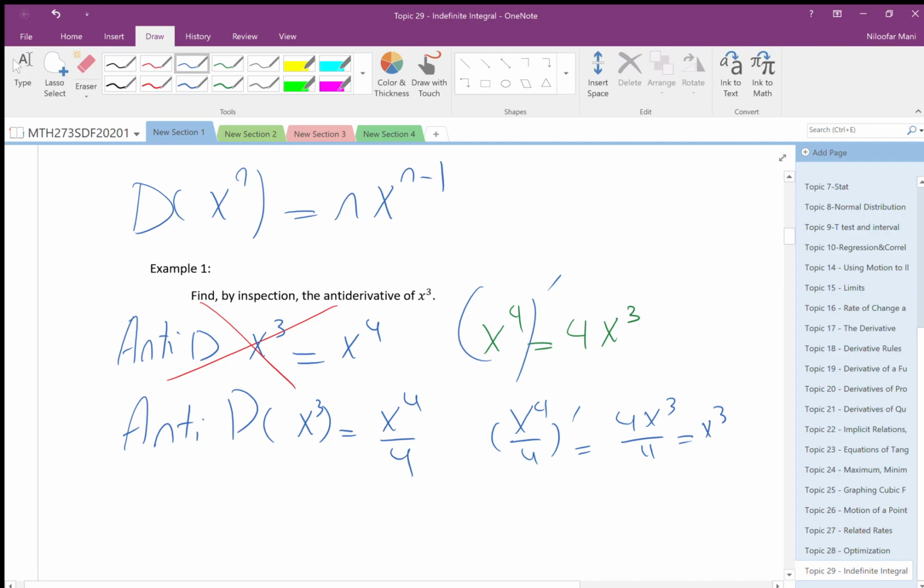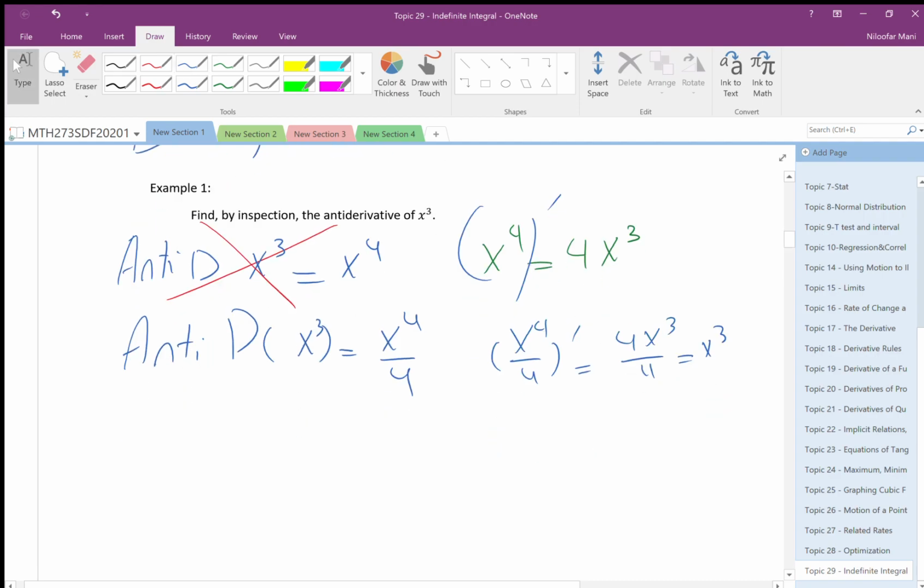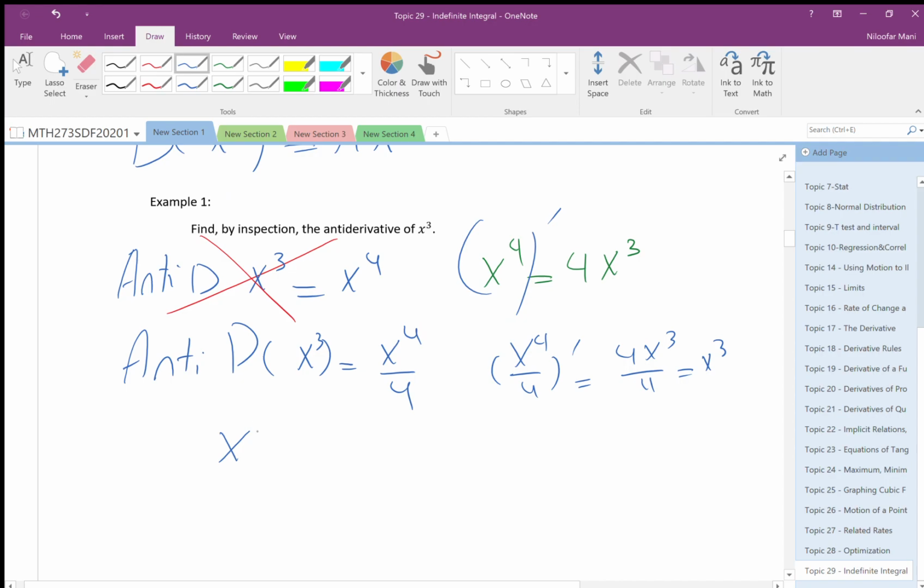Then I ask you, how about if you find the derivative of x power 4 divided by 4 plus 1? What is the derivative of that? You say the derivative of 1 is 0, so it doesn't make any change. So the derivative is this. I would say, how about if I change 1 to 2? How about if I change 1 to 10? How about if I change 1 to c? You would say all fine, because the derivative of a constant number is 0.